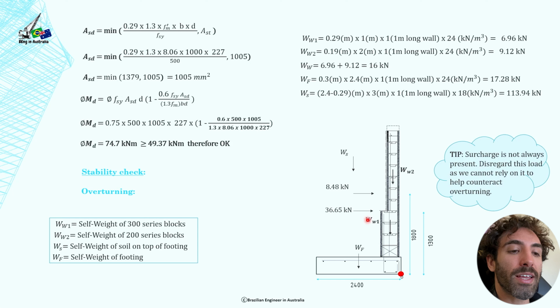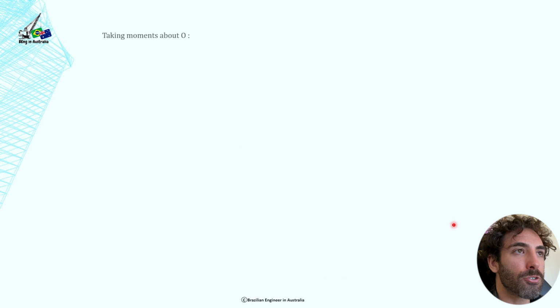Now what we're going to do is take the moments about this point O here. See this red point O here? We're going to take the moments about this point and make sure the resisting moments are greater than the overturning moments. Otherwise our wall will overturn, and we don't want that to happen. So moving on to the next slide, we're going to take moments about O.